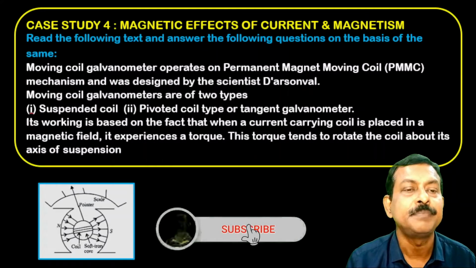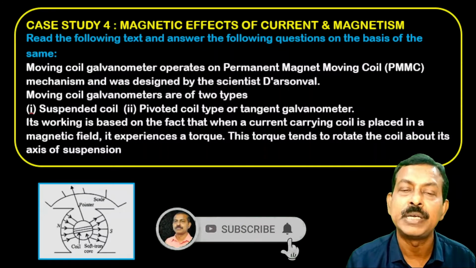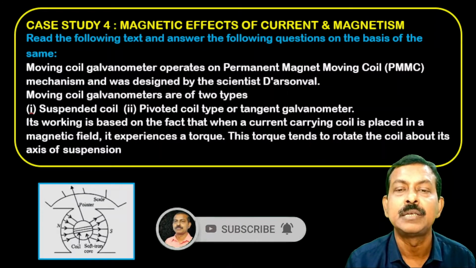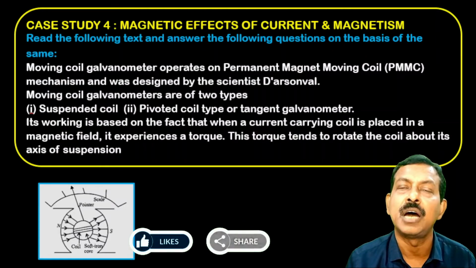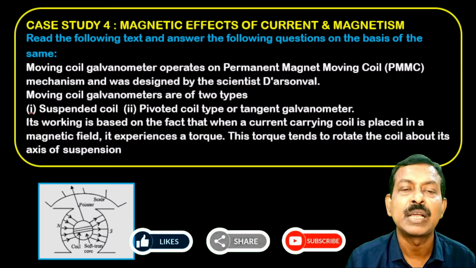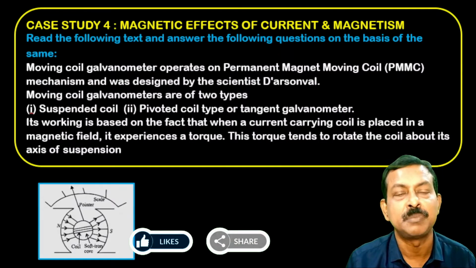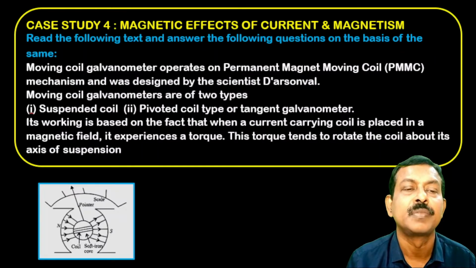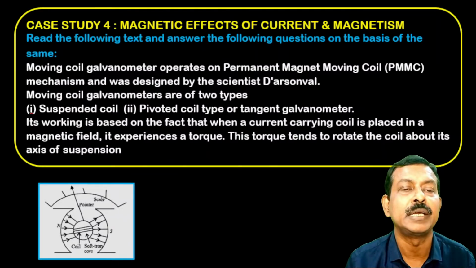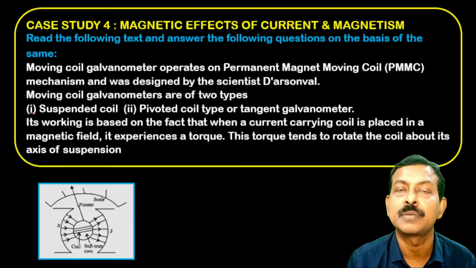Next case study. The moving coil galvanometer operates on the permanent magnet moving coil mechanism and was designed by the scientist D'Arsonval. Moving coil galvanometers are of two types: suspended coil, and pivoted coil type or tangent galvanometer. Its working is based on the fact that when a current carrying coil is placed in a magnetic field, it experiences a torque, and this torque tends to rotate the coil about its axis of suspension.